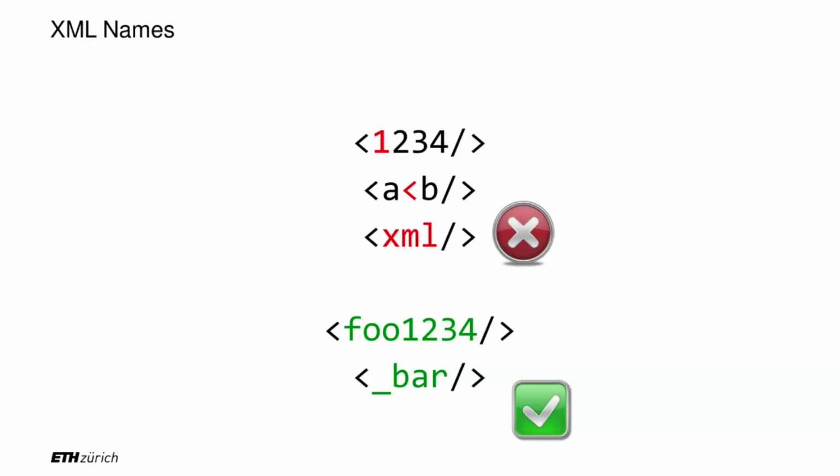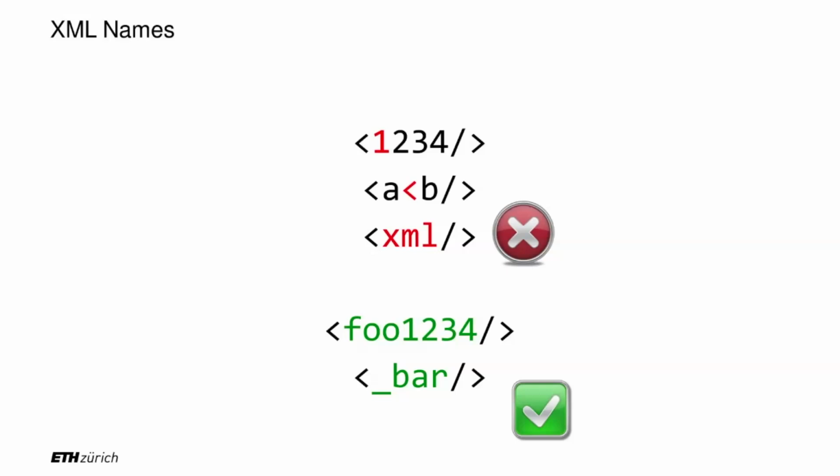A few more things that I can tell you for XML names is just like in a programming language like Python, for example, you cannot start a variable with a digit, right? It has to start with a letter. The same goes in XML. It's not allowed to start the name of an element or an attribute with a digit. It has to start with a letter, or an underscore is fine too.